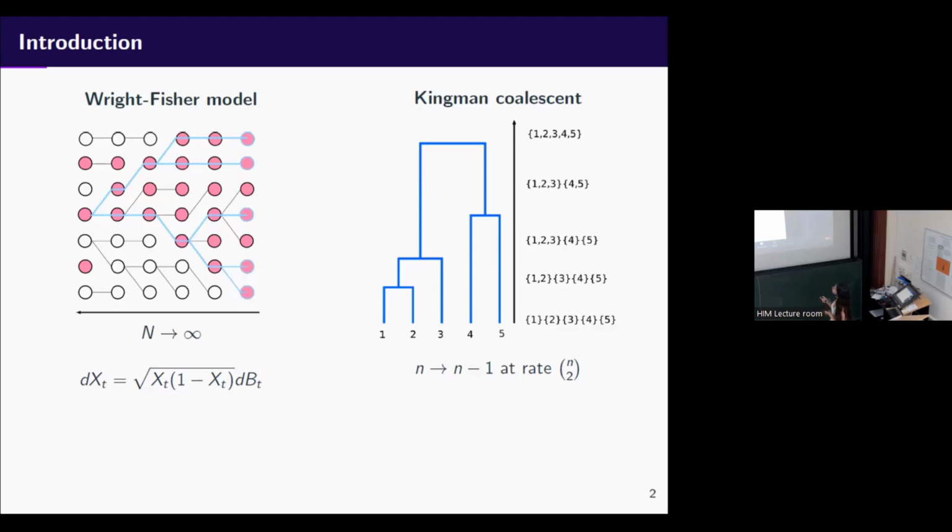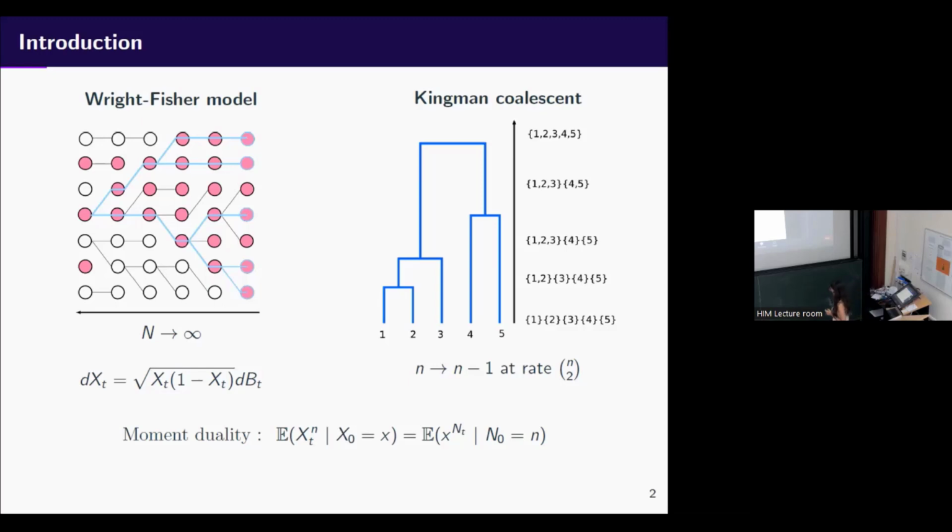So basically the block counting process, so the process that tells you how many lineages you have in the Kingman coalescent, jumps from n to n-1 at rate n choose 2. So the important topic of the day, there is a moment duality relation between this diffusion and the block counting process of the Kingman coalescent. I did not put nice little arrows, but now it's something that I will start doing now. Yeah, so that's a classical Wright-Fisher model and Kingman coalescent.